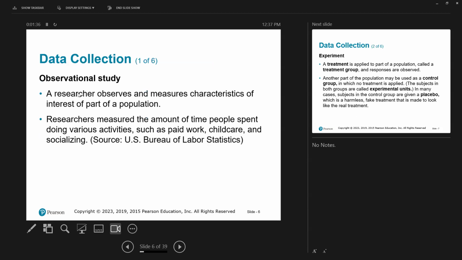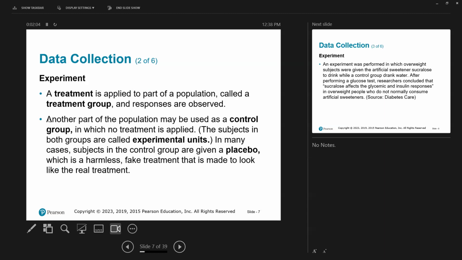Observational study. A researcher observes and measures characteristics of interest of part of a population. Researchers measure the amount of time people spend doing various activities such as paid work, childcare, and socializing. So if a researcher is measuring the amount of time that people are spending for these activities, this is an observational study.